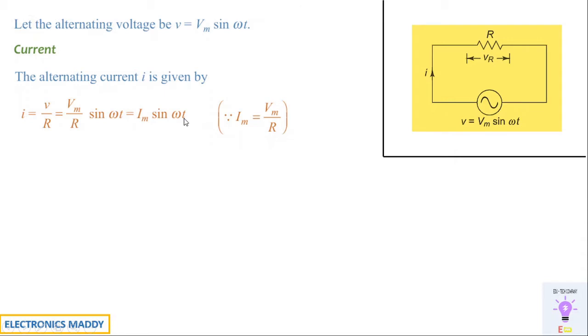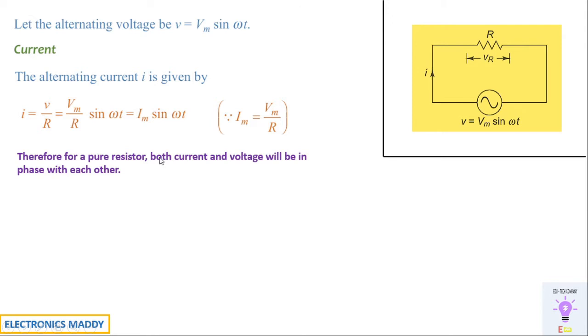So what is the conclusion that we can draw? If you observe these equations, V = Vm sin omega t and I = Im sin omega t. Sin omega t is the quantity associated with both these terms, and that clearly indicates the phase difference between these two is equal to 0. Therefore, for a pure resistor, both current and voltage will be in phase with each other, because there is no phase difference. If this was sine and this was cos, then there would clearly be a difference of 90 degrees in phase. But over here you have the same quantity associated with both the voltage and current equations. That's the reason why both the current and voltage will be in phase with each other.